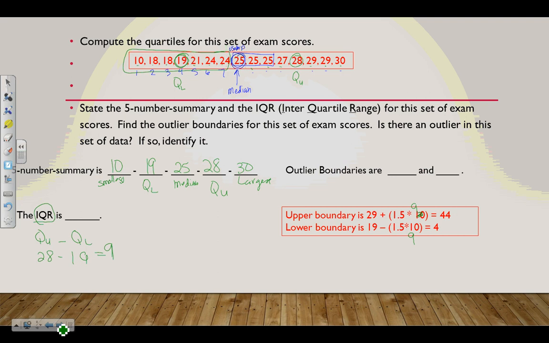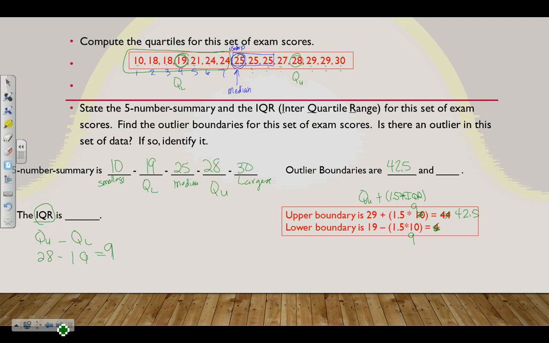Okay. All right. Next, our outlier boundaries. I'm going to have to readjust this with my calculator. So to do our outlier boundaries, you take a QU plus 1.5 times the IQR, the interquartile range, which is going to be 9. So 29 plus 1.5 times 9, 42.5 is what I got on that one. Okay, that's my upper boundary.